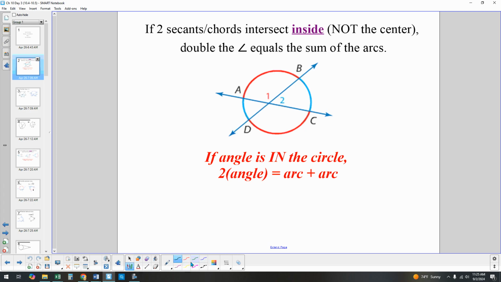And we notice that there are two different angles that they mentioned here. Angle 1 corresponds to these two arcs, AB and DC. And if I drew arrows pointing from the angle to those arcs, they match up. And angle 2 belongs to these two arcs. So you have to make sure you're using the correct angle with the correct pair of arcs for this to work, to do 2 times angle equals arc plus arc.